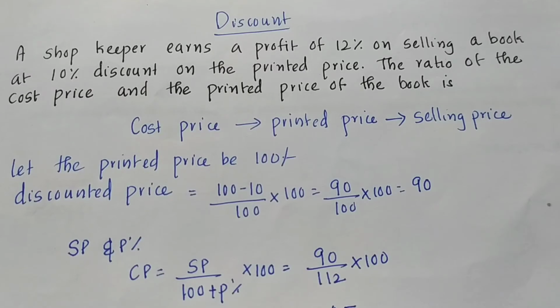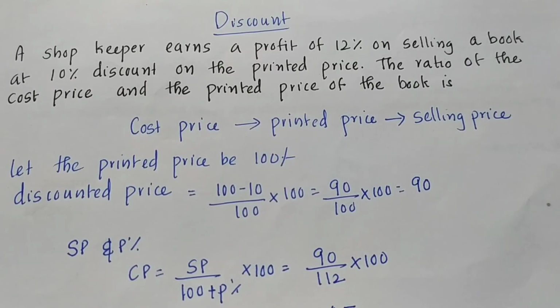Let us have one more question which is related to discount. A shopkeeper earns a profit of 12% on selling a book at 10% discount on the printed price. The ratio of the cost price and the printed price of the book is?